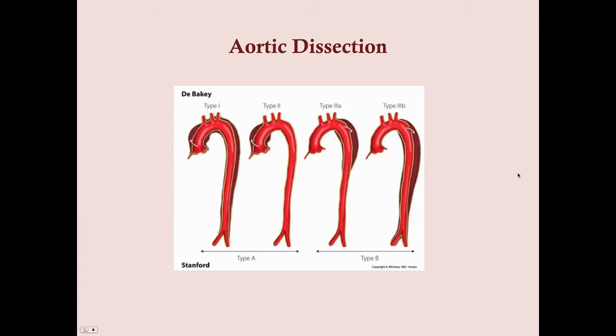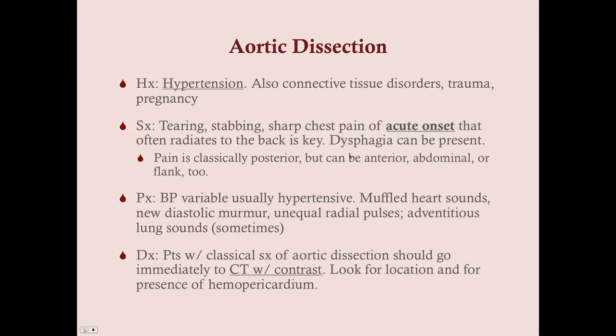Okay, so dysphagia can be present, and the reason that dysphagia can be present is in case we have an aneurysm in the abdominal aorta or in the thoracic aorta. The aorta is very close to the esophagus, so you can have difficulty swallowing, difficulty eating if you have an aneurysm with your aortic dissection. So dysphagia is something that possibly could be there, but it doesn't have to.